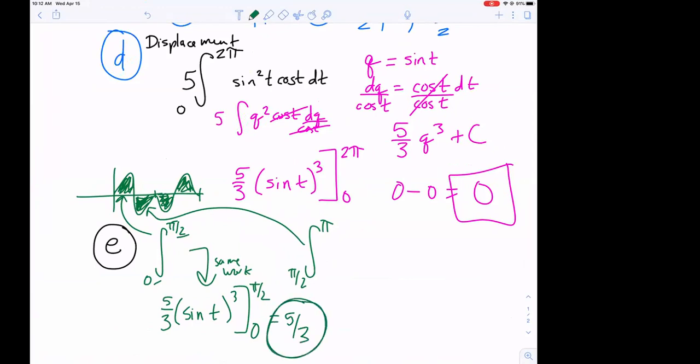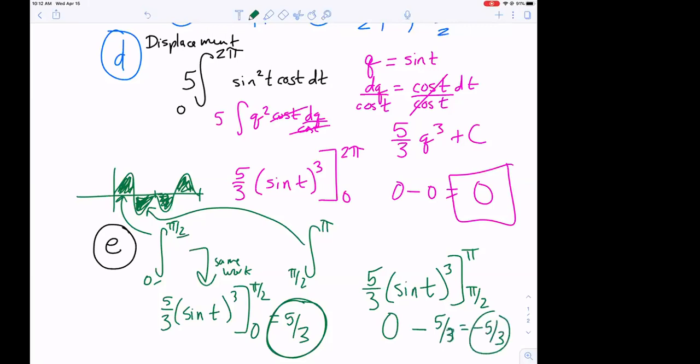So here's my prediction: if we get negative 5/3 out of this one, then I'm pretty sure that all of these 4 humps are just the same, and we can just take 5/3 and take it times 4, and we'll have our answer. So if we plug in pi, sine of pi is 0, and so that's 0, minus, and then plug in pi over 2, we get 5/3. So that's negative 5/3. So my prediction is right.